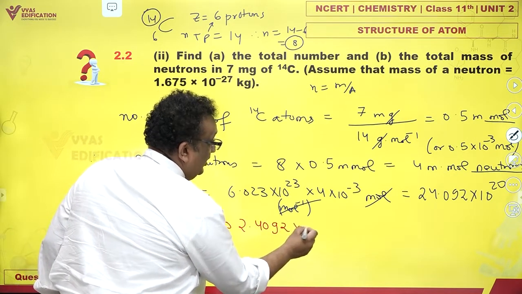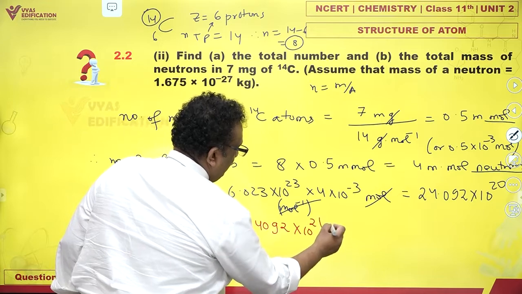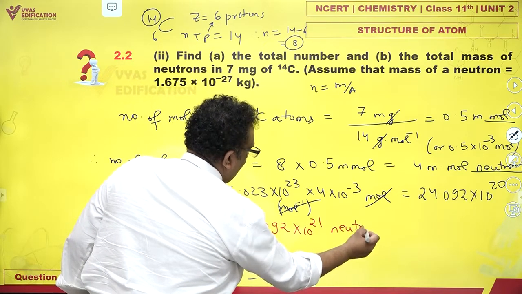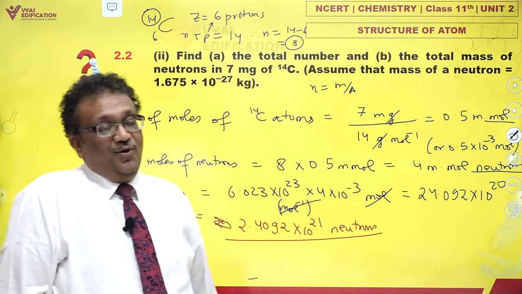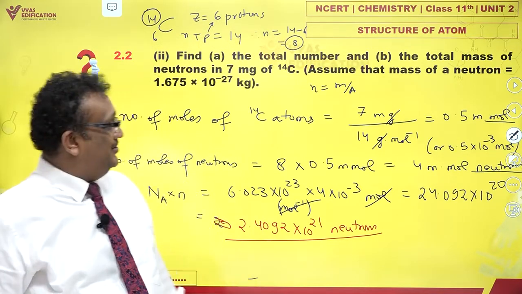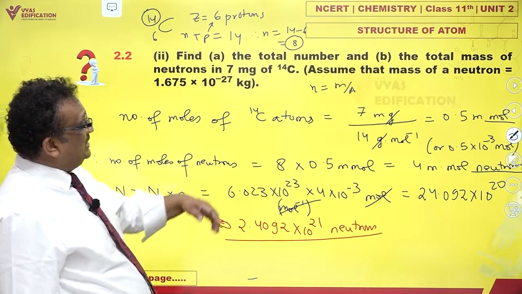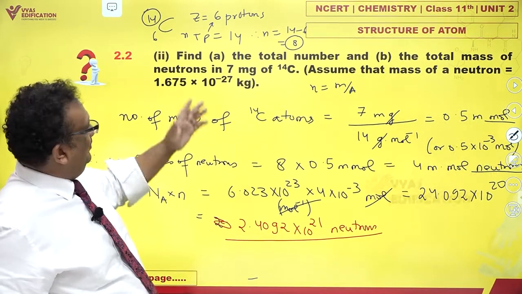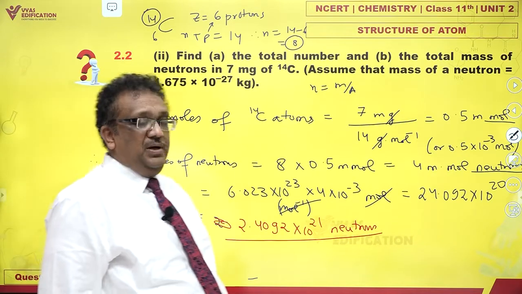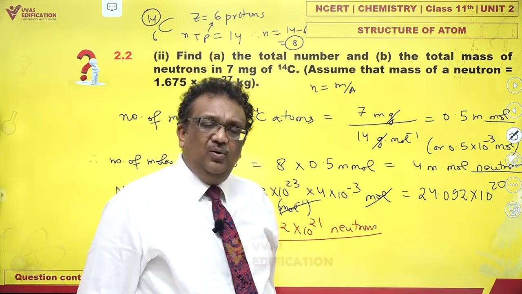2.4092 into 10 raised to 21 neutrons. We should write in scientific notation. This would be the number of neutrons, right? And they are now expecting the mass of a neutron also. They have given the mass of a neutron and they expect the total mass. How do I calculate that?